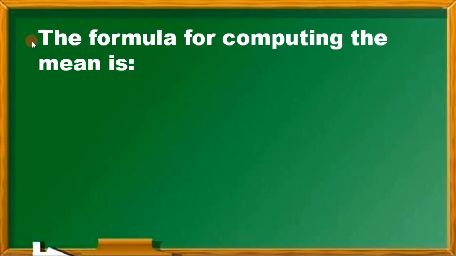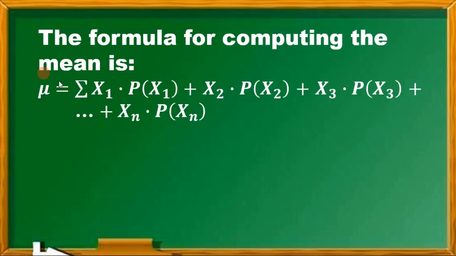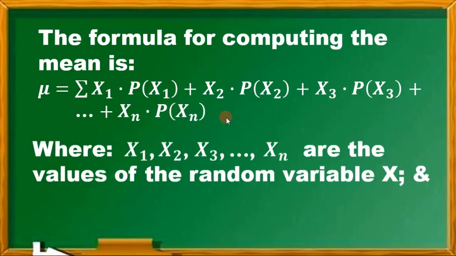So the formula for computing the mean is: mu equals the summation of x sub 1 times p of x sub 1, plus x sub 2 times p of x sub 2, plus x sub 3 multiplied by the probability of x sub 3, up to x sub n times the probability of x sub n.